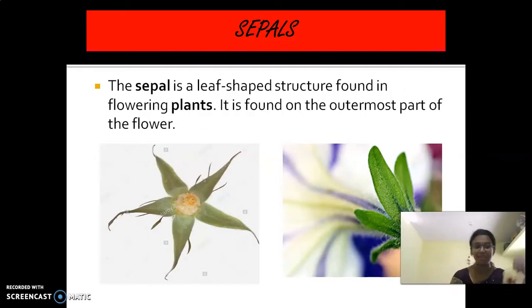And then sepals. I'll show you again, okay? Sepals, and on top of the sepal is the receptacle. A sepal is a leaf-shaped structure found in flowering plants. It is the outermost part of a flower. What is it? It is the outermost part of a flower.